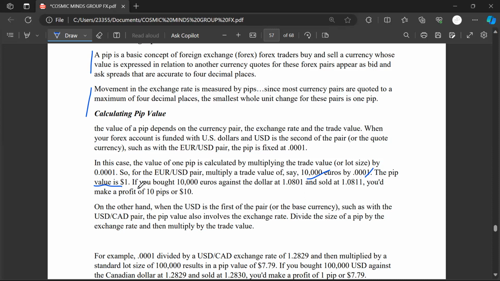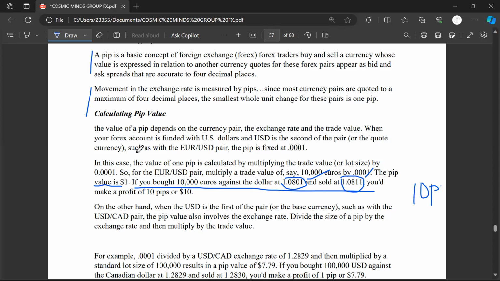So now let's look at a typical example. Let's say you have bought 10,000 euros against the dollar at this level and sold at this level. It's just talking about the movement. So what do you do? You just subtract this value from this. If you do that, you get 10 pips. I hope you are getting the whole idea, right?